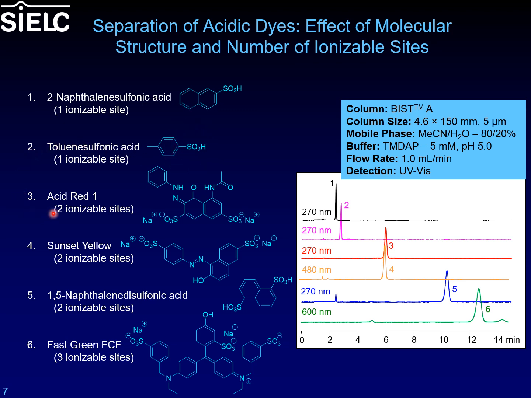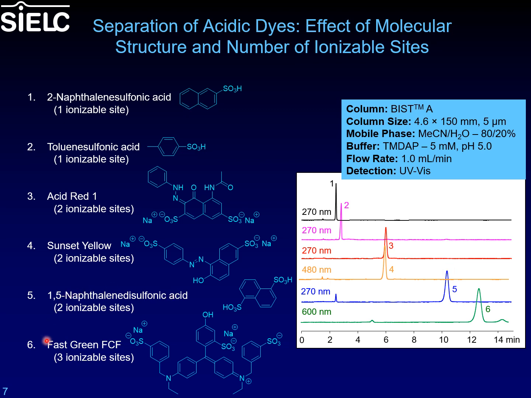Now, if one moves down to the acid red 1 food dye, which now contains two different ionizable groups, this compound will elute from the column at a retention time of about 6 minutes, almost double what the previous two sulfonic acids eluted at. And the sunset yellow food dye, which also contains two ionizable sites, elutes at almost an identical retention time as the acid red 1 food dye. By comparison, if one goes down now to the 1,5-naphthalene disulfonic acid, this compound comes out of the column at a retention time of about 10 minutes or so. This is notable because this compound now has two ionizable sites compared to its sibling molecule, which was 2-naphthalene sulfonic acid. So the difference of having two ionizable groups on the same organic structure led to a retention time increase that was almost 5 times the amount.